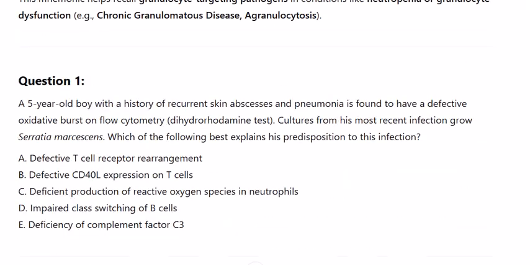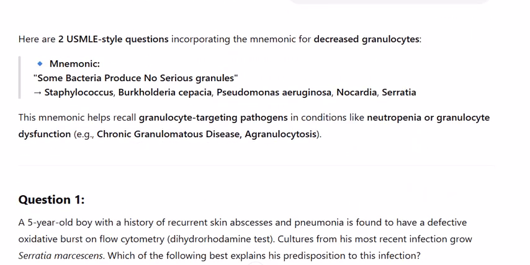Here are two USMLE-style questions incorporating the mnemonic for decreased granulocytes. Mnemonic: Some bacteria produce no serious granules. Staphylococcus, Burkholderia cepacia, Pseudomonas aeruginosa, Nocardia, Serratia. This mnemonic helps recall granulocyte-targeting pathogens in conditions like neutropenia or granulocyte dysfunction, e.g., chronic granulomatous disease, agranulocytosis.